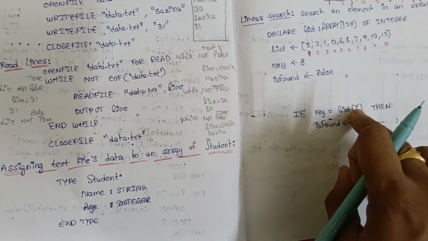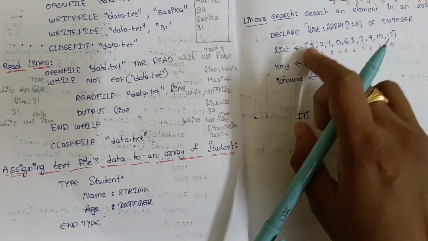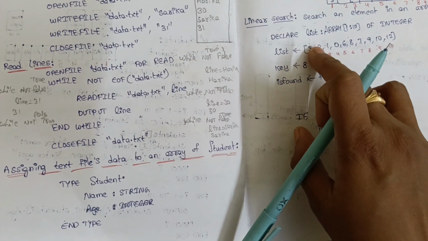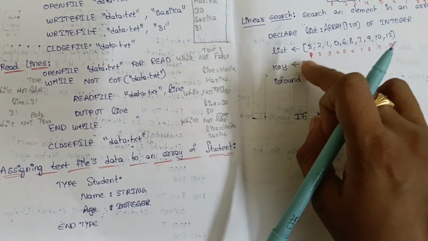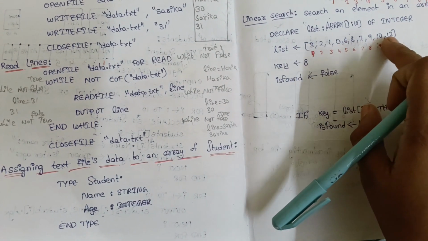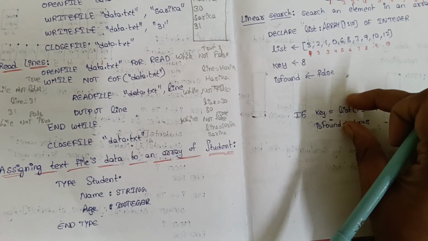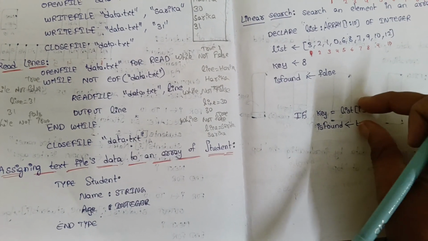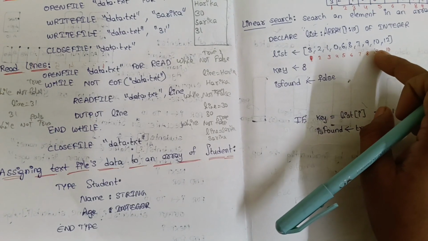Here, if I execute this statement, then only one comparison will be done. But I have to compare my key with all the elements in the array. That means the same comparison logic I have to perform with all the indexes in the array.